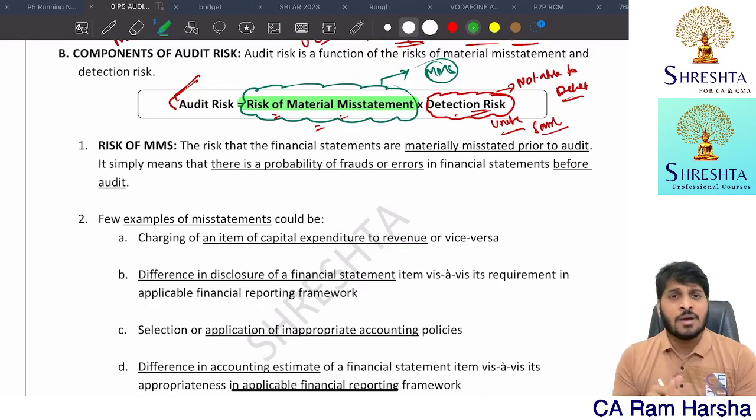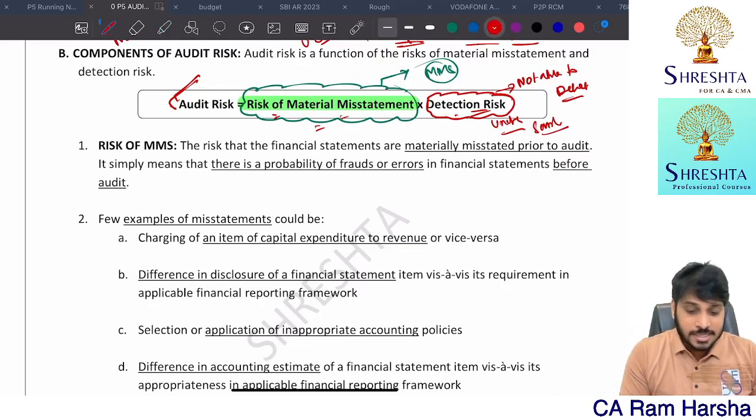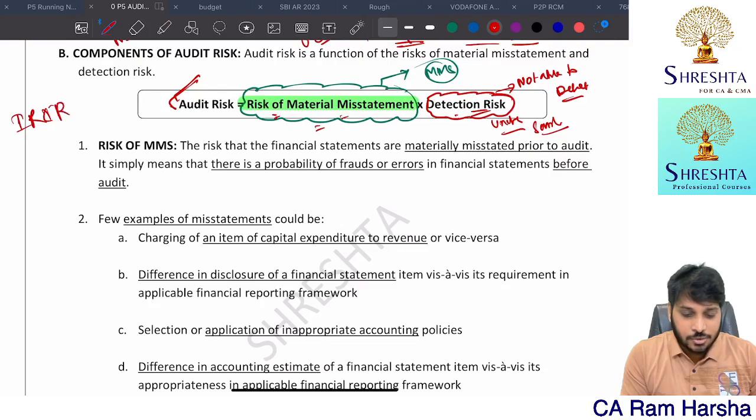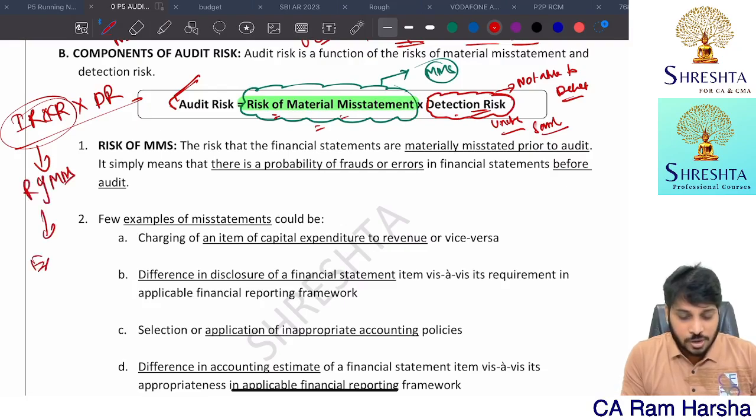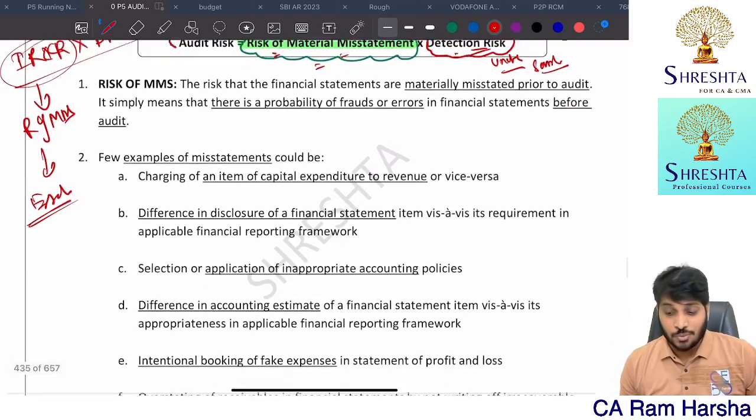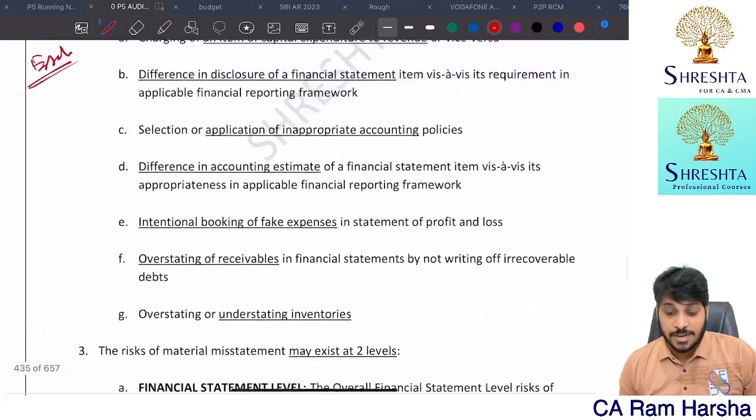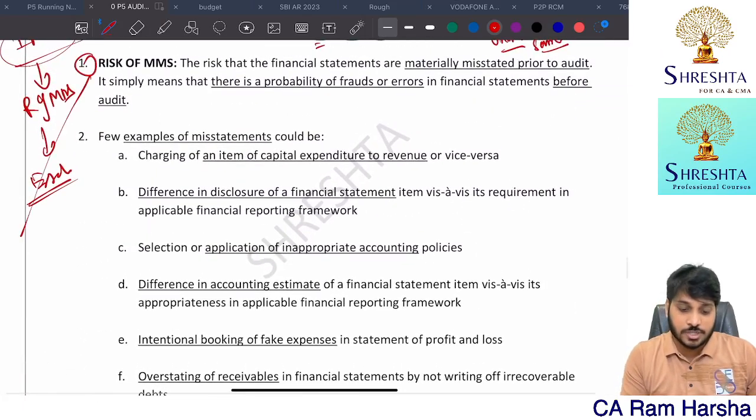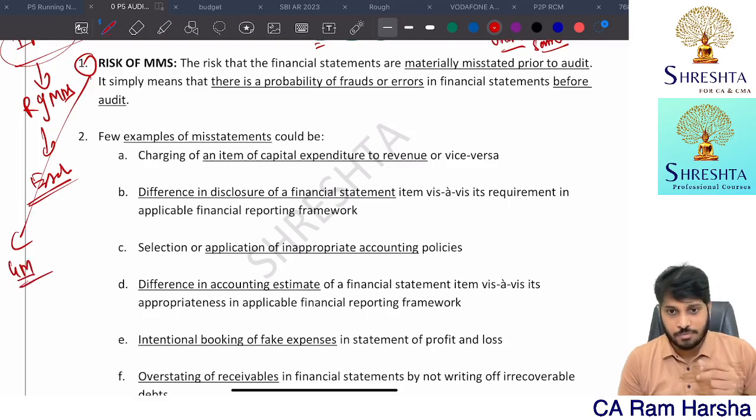Mistakes happen. Why is there an audit risk? We are unable to detect it. So audit risk is a function of inherent risk, control risk, and detection risk. Inherent risk and control risk are called risk of MMS. These are the entity's risks. So what is risk of material misstatement? Give 4 examples. They'll give you this question. This itself can be asked as a 4 marks question, which I will continue in the next video.